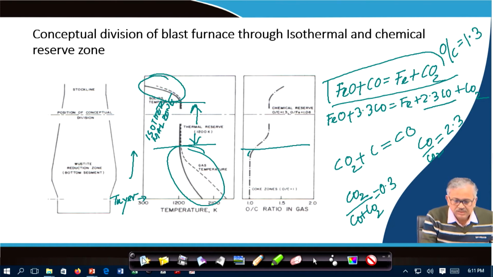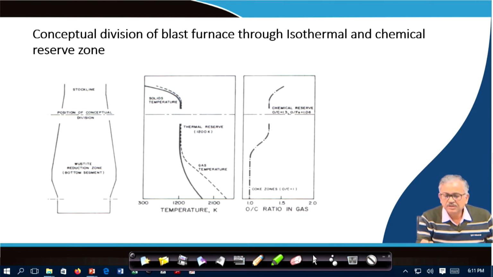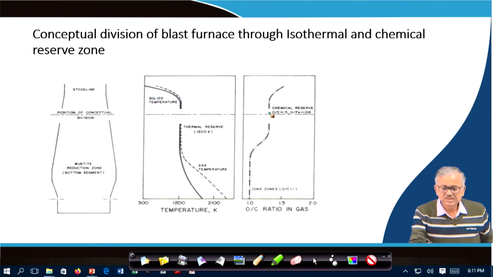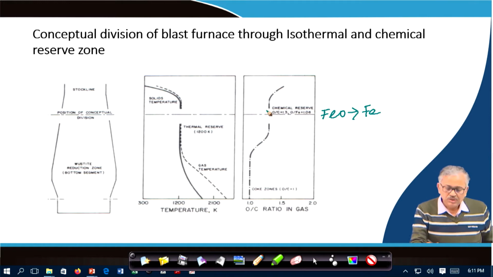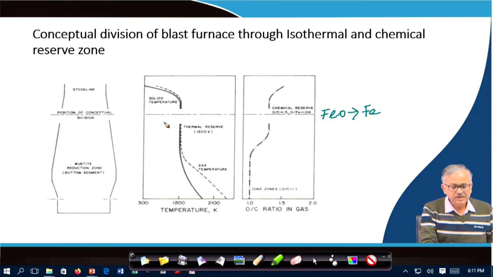So, what I mean is that you are at this point. In this region, the FeO plus CO to Fe reaction becomes an equilibrium. You can find this is also called the chemical reserve zone, or the chemical inactive zone. So, if I cut this blast furnace this way, in this region there is a separate heat balance, and you can also simply do a separate mass balance, because I have an equilibrium line here.